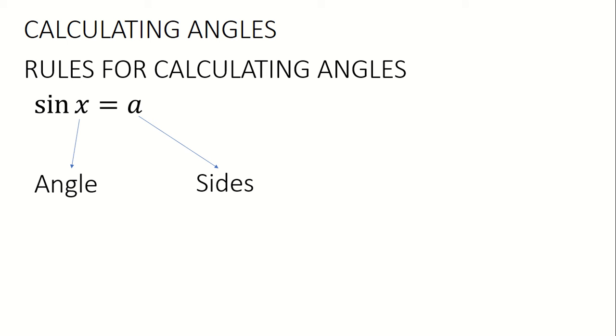It will either be given to you as a decimal or a fraction, but you need to remember that those are simply your sides. When we are trying to find the value of x, we're simply calculating an angle, and that angle needs to be in degrees. To find the angle, x will be equal to arc sine of your sides.